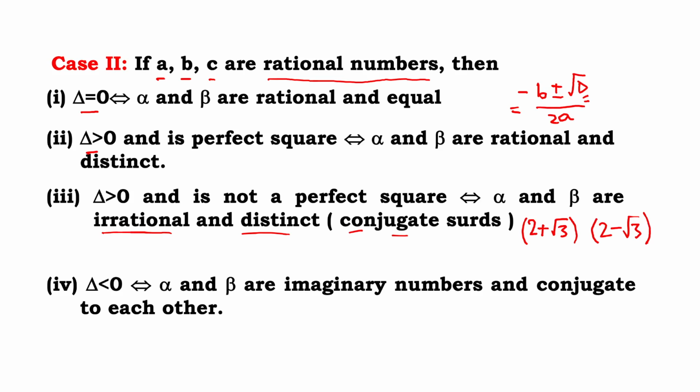And in the case when del is less than 0, alpha and beta are imaginary, then the previous case applies in the same way. If one root is 2 plus 3i, the other root must be 2 minus 3i, right? That case will be the same there. So let's see an example for this.